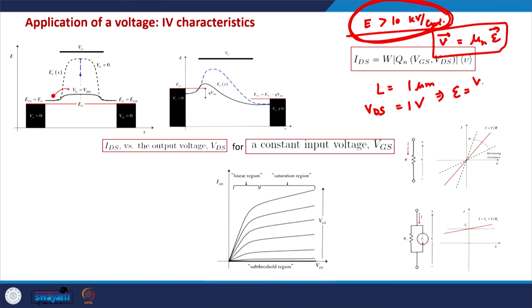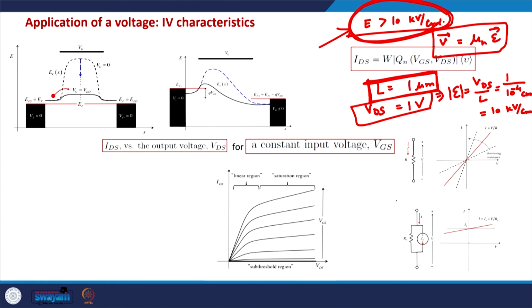the channel will be VDS by L, so the electric field will be 1 divided by 10 to the power minus 4 centimeter, which will be around 10 kilovolt per centimeter. So this kind of electric field is easily generated when the channel length starts going below 1 micrometer and the applied voltage is around 1 volt.